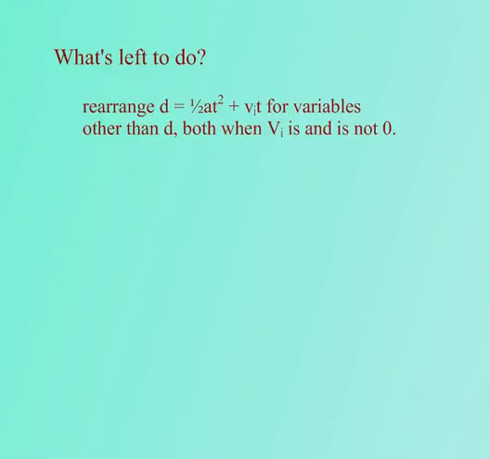Now, before you go on to solve all the other problems dealing with this equation, what's left to do would be to rearrange this equation for all the variables other than D. You can rearrange it for A, you can rearrange it for VI, and you can rearrange it for T. Remember that rearranging it for T you probably wouldn't do if VI is not 0, unless you are comfortable with the quadratic formula. Good luck using D equals 1/2 AT squared plus VIT. We'll see you in physics.